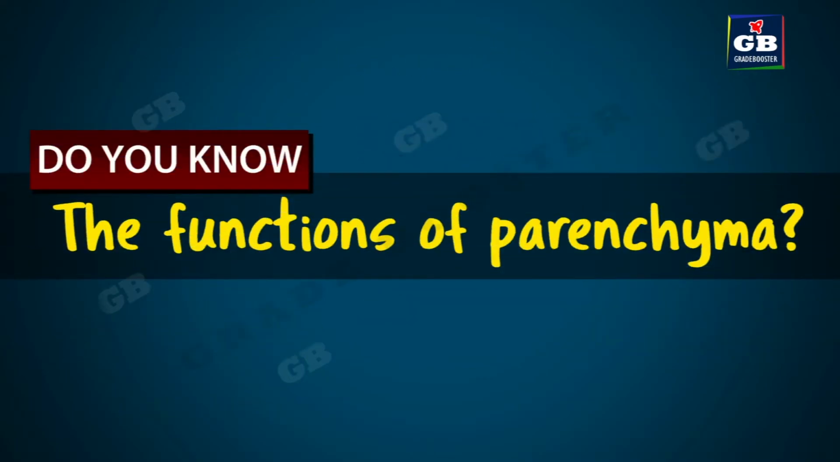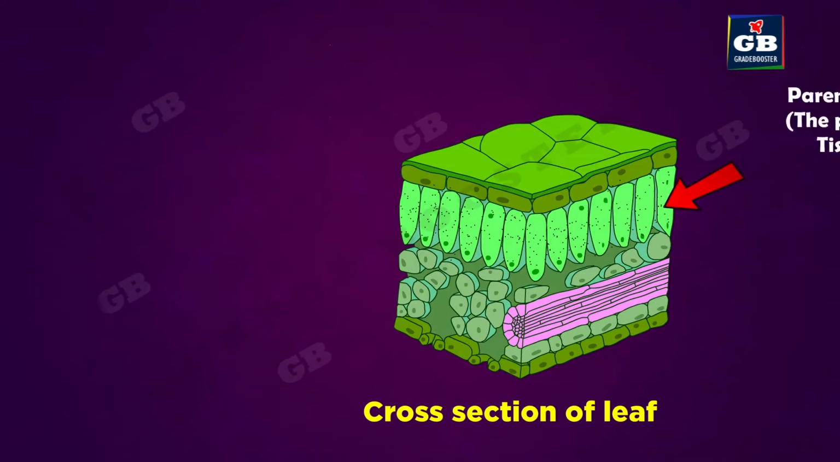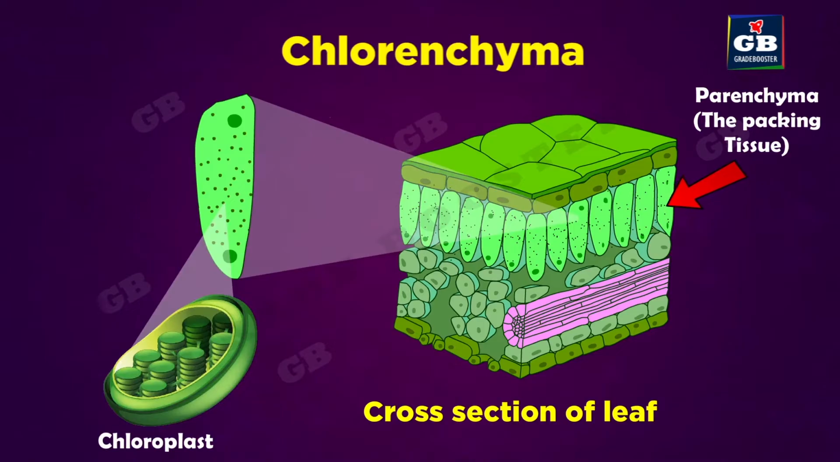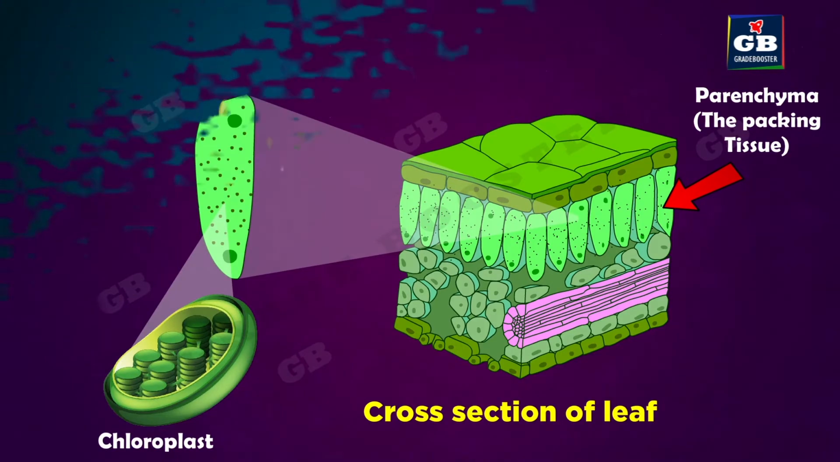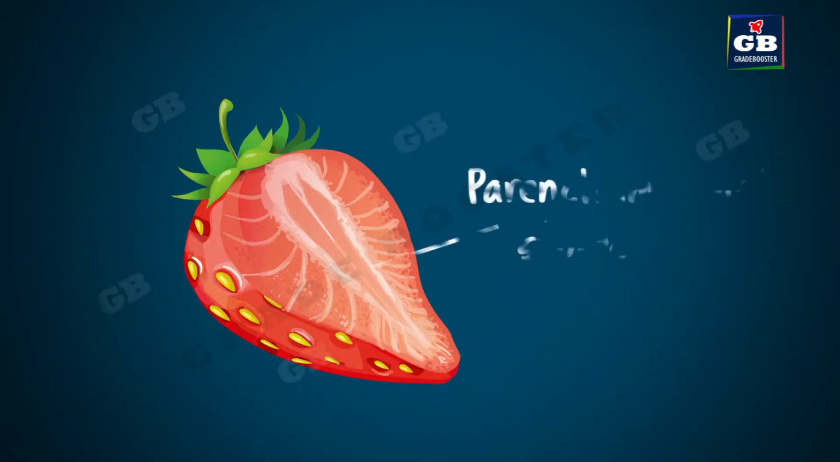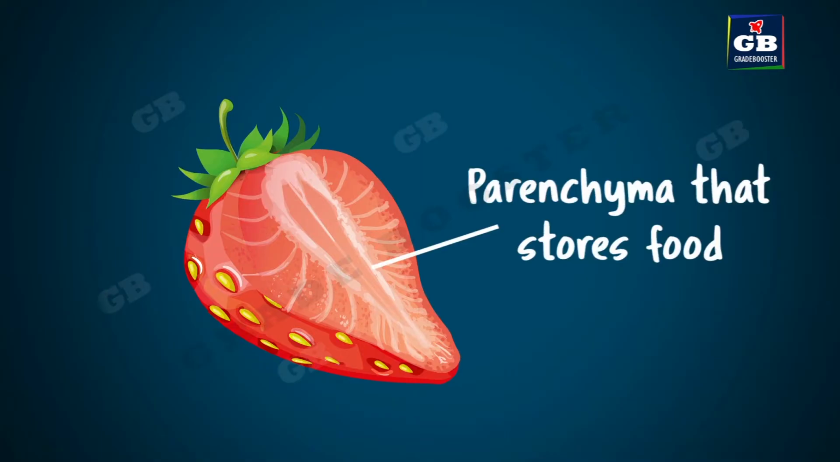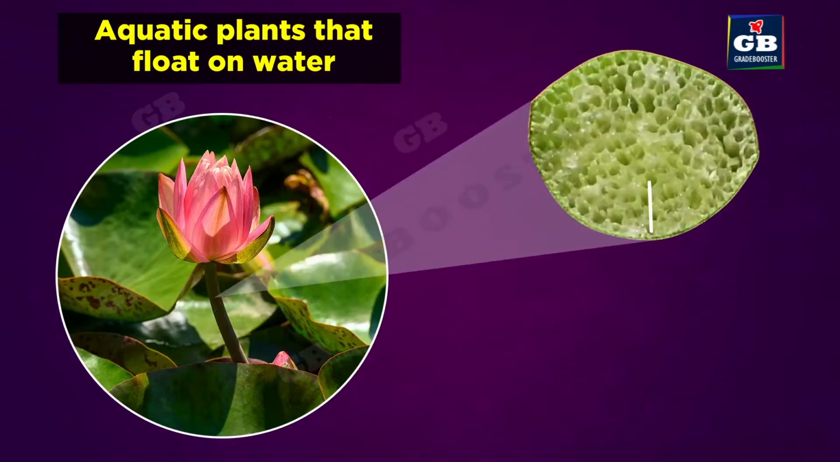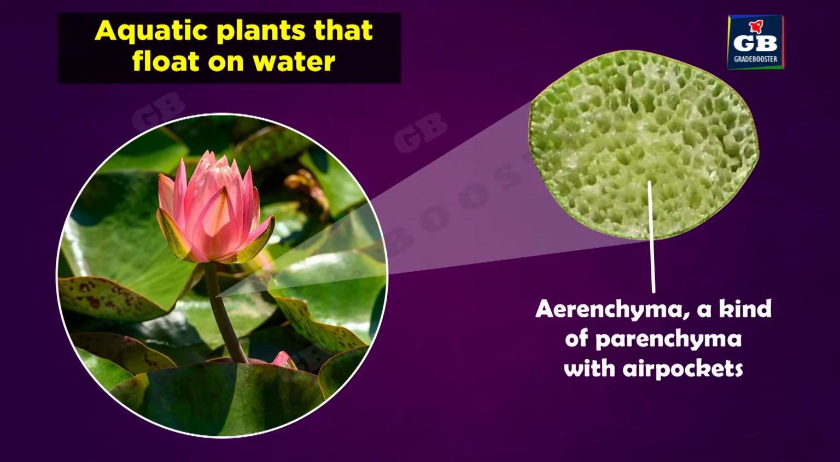Do you know the functions of parenchyma? The cells of parenchyma tissue present in the leaf consist of chloroplasts and perform photosynthesis. In such cases, this kind of parenchyma is called chlorenchyma. Number 2. Parenchyma stores food. The pulp of the fruits is nothing but parenchyma tissue. Hence, it stores food. Number 3. Parenchyma makes the plants float. In aquatic plants, large air cavities are present in parenchyma which helps the plant to float on water. This parenchyma is called aerenchyma.